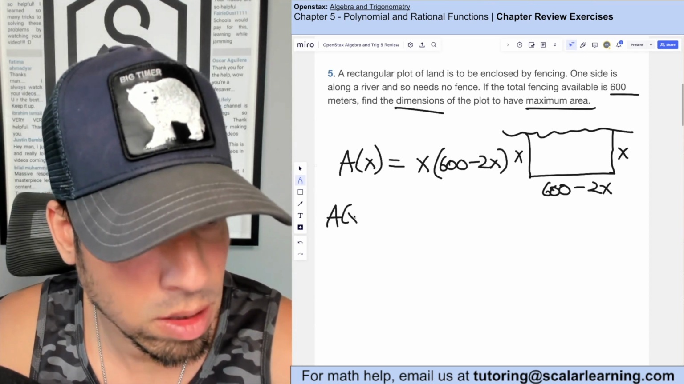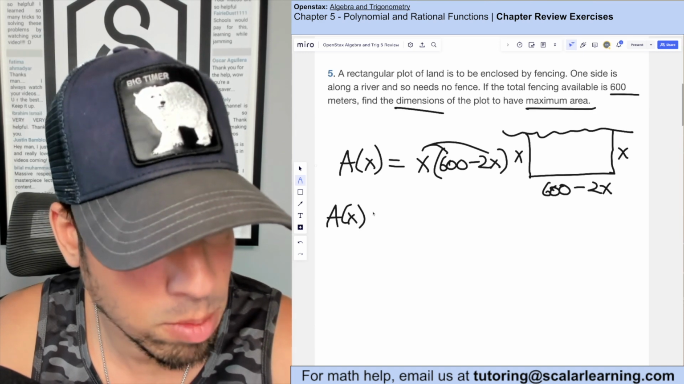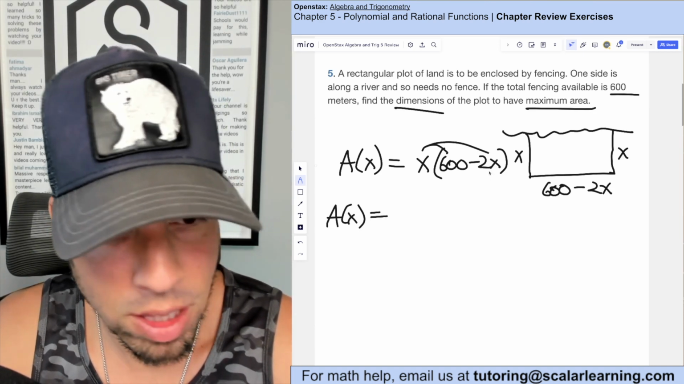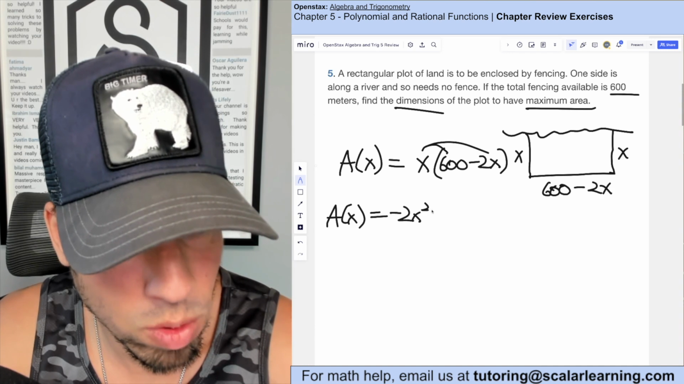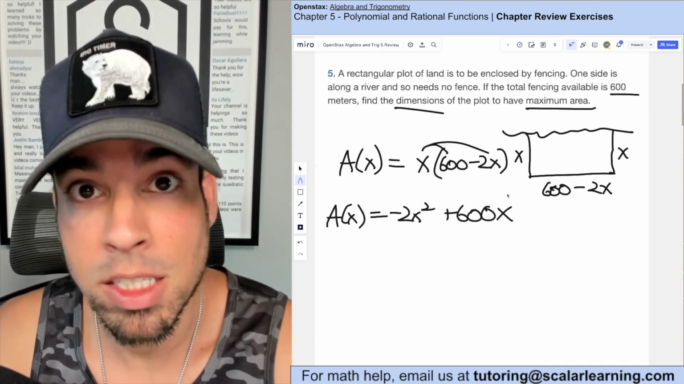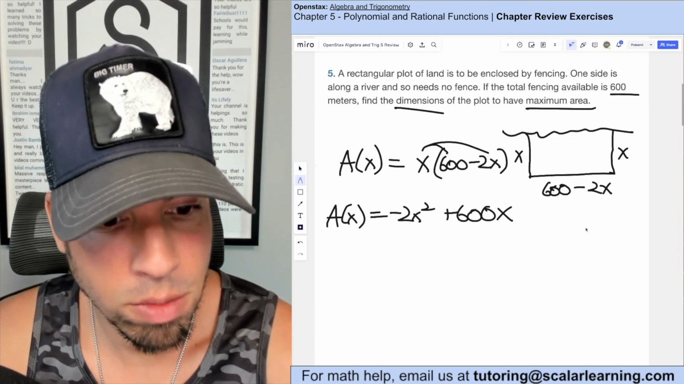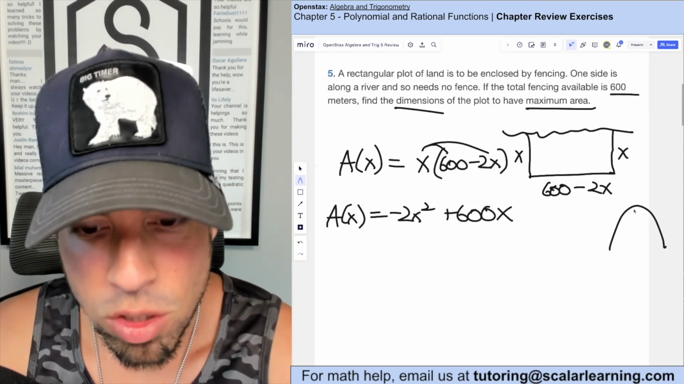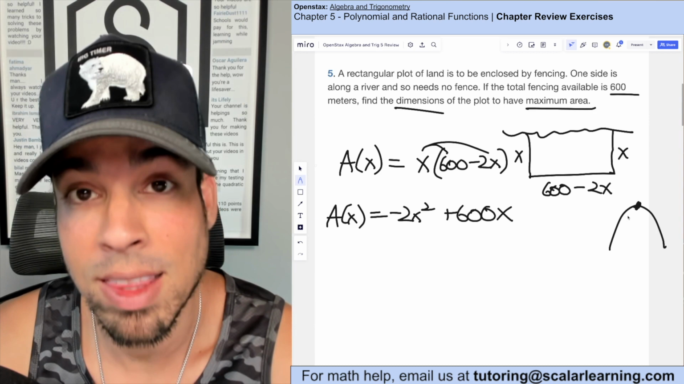So let's simplify this a little bit. We're going to distribute the x, and then I'm going to put the leading term first, with the highest degree: negative 2x squared plus 600x. And we're trying to find the dimensions to maximize the area. Well, here's the thing. This is a parabola, and it's going to look like this. So the maximum is going to occur at the vertex.